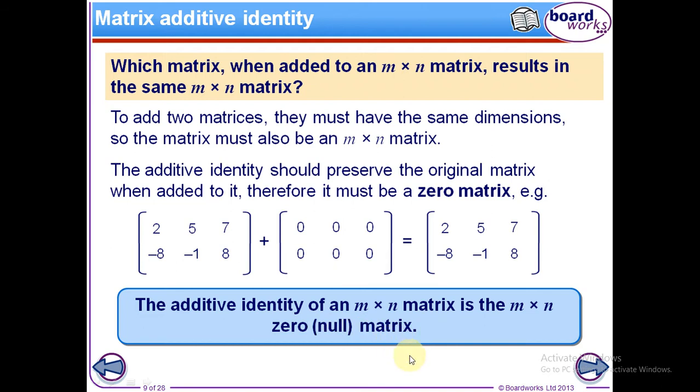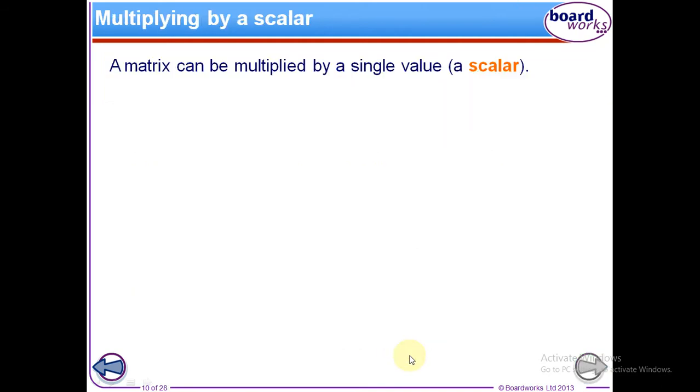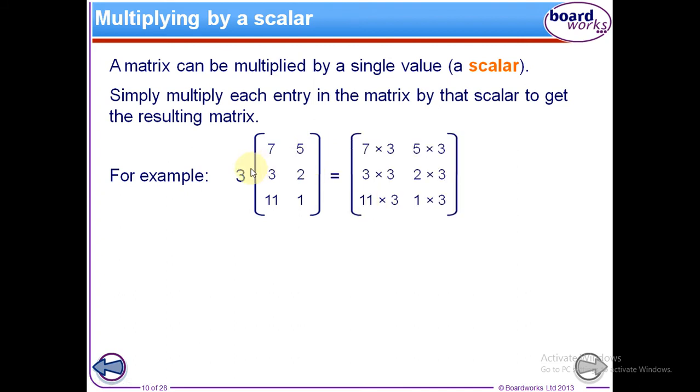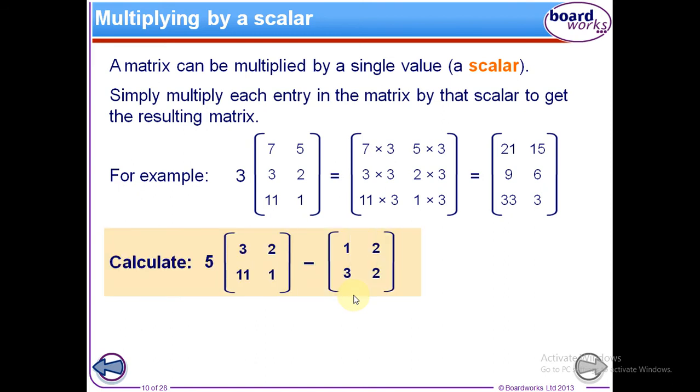A matrix can be multiplied by a single value, a scalar. Simply multiply each entry in the matrix by that scalar to get the resulting matrix. For example, the scalar here is 3. So when you do 3 times 7, you get the equivalent entry here, then 3 times 5, like that, and that's how we are going to complete that. Use 3 to multiply each element in the matrix, and that's how to go about scalar multiplication in matrices. Guys, you can pause the video and make sure you get it right.